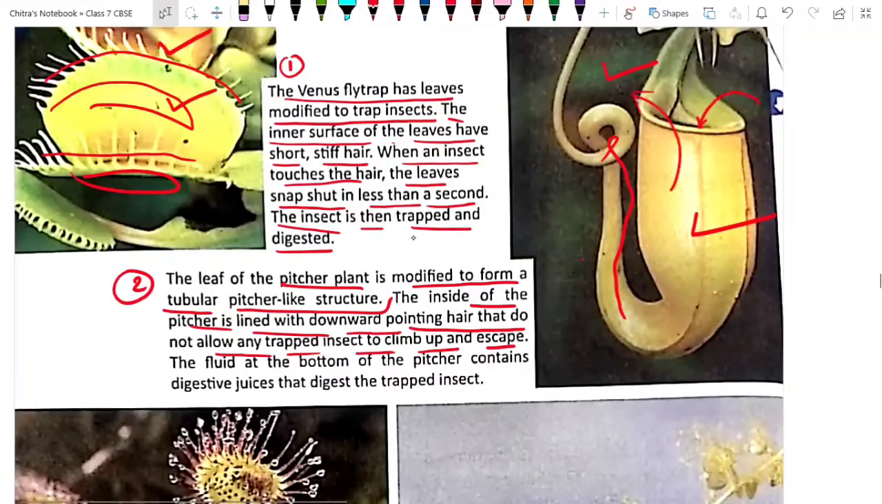The fluid at the bottom of the pitcher contains digestive juice and digests the trapped insect. So this is the pitcher plant. After the discussion, you can ask your question.